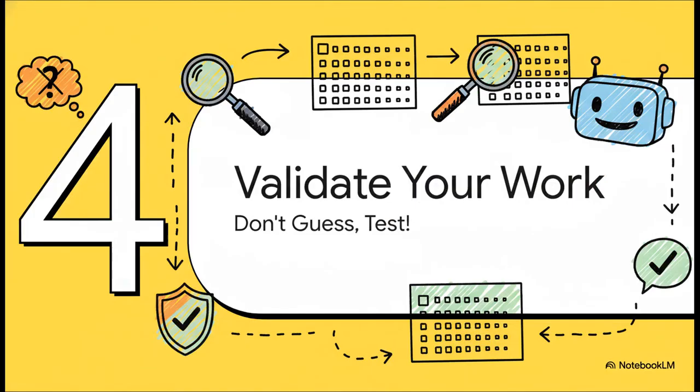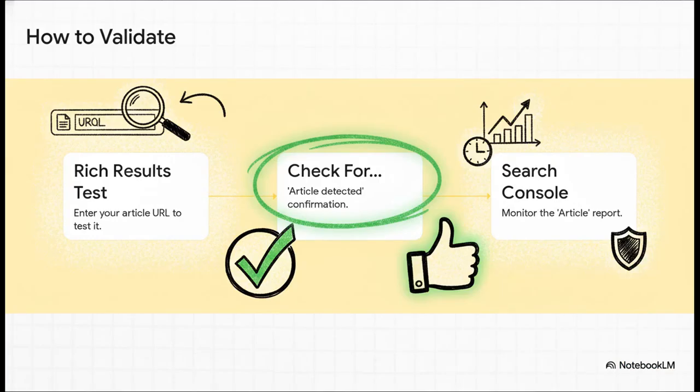Okay, so you've put in the work, you've built your schema. The absolute last thing you want to do is just cross your fingers and hope you got it right. You've got to validate it. Don't guess. Test your work to make sure Google can read it perfectly. The good news is Google gives us free tools to do this. First, grab your blog post URL and pop it into the Rich Results test. You're looking for those beautiful words, article detected. After that, just keep an eye on the article report inside your Google Search Console to see how it's all performing over time.